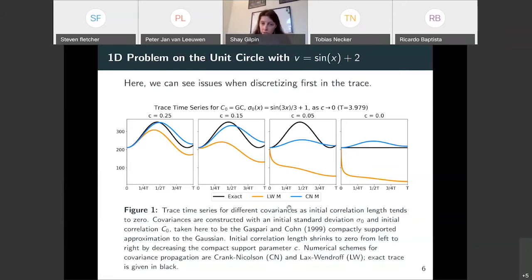The Crank-Nicolson scheme seems to be doing okay, but is getting worse as the initial correlation length shrinks. You could argue it's approaching its own limiting behavior as we get to the spatially uncorrelated case on the right. Something else we see in a given panel, especially this one for c equals 0.15, is that there are regions in time where our numerical scheme is under approximating the trace, so we see total variance loss. And in the same panel, there are also regions in time where the numerics are over approximating the trace, so we see total variance gain.